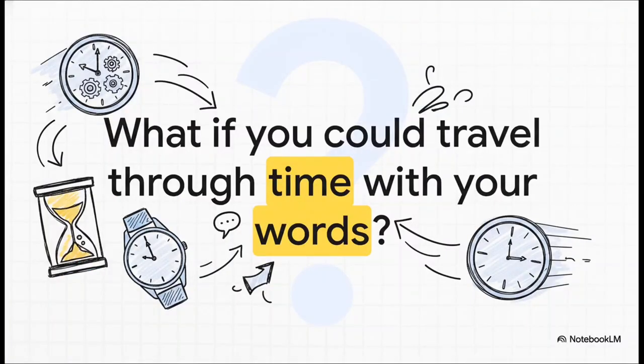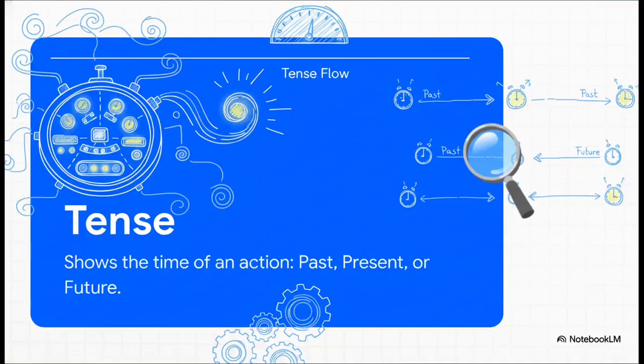That's exactly what you can do. Just by tweaking a verb, you can jump from something that happened to something that is happening, or even to something that will happen. Getting this right isn't just about passing a grammar test, it's about becoming a powerful storyteller. So how does this whole thing work?